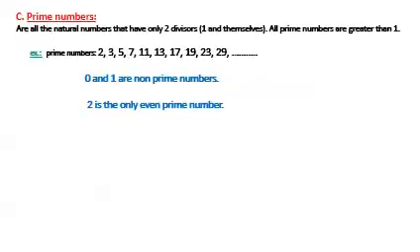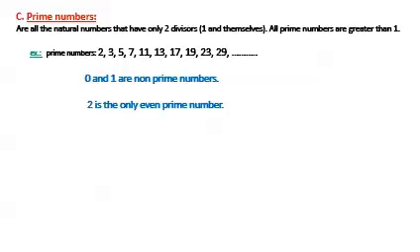Now the prime numbers. Prime numbers are all the natural numbers that have only two divisors. What are they? 1 and themselves. Like, for example, if you take 19, it can be divided only by 1 and itself, so it's a prime number. The prime numbers are 2, 3, 5, 7, 11, 13, 17. So as you can see, 2 is the only even prime number. 0 and 1 are non-prime numbers.